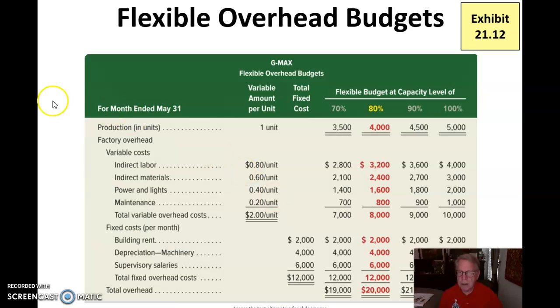I should come back to and mention that this is the factory overhead variable costs. Here we have our indirect labor, our indirect material, power and light, and maintenance. And that does vary with the amount of product that we make. So here we're focusing, of course, on overhead. These are very difficult numbers to get in the real world, I would tell you.